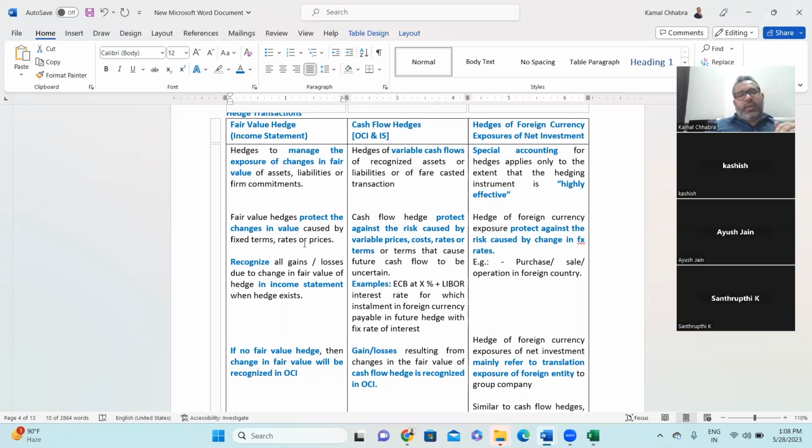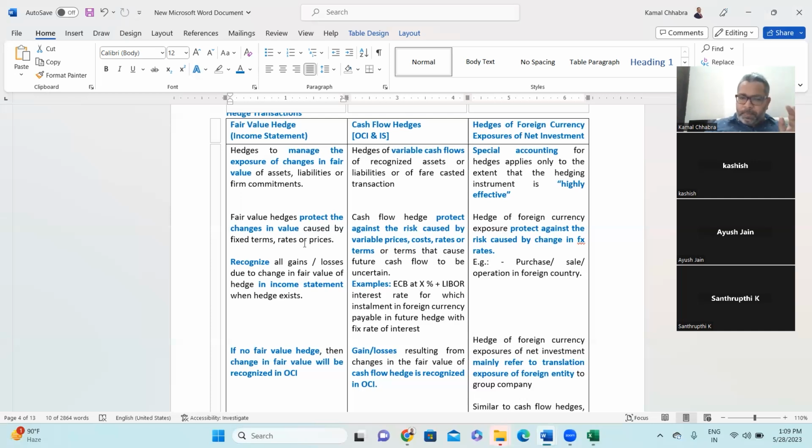So there are 3 categories of hedge. One is the value of the asset or liability can change. That is called fair value hedge. Second is the cash inflow or outflow can change. That is called cash flow hedge. Third is the foreign currency exchange rate may change. That is called foreign currency exposure hedge.